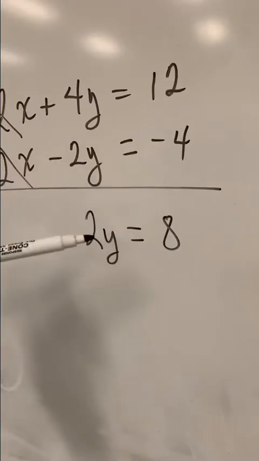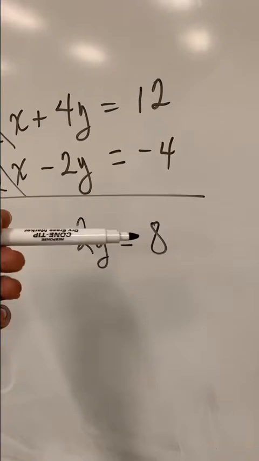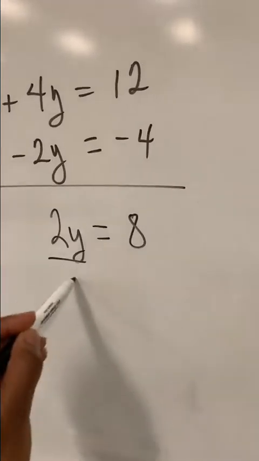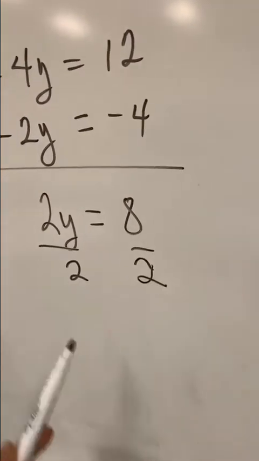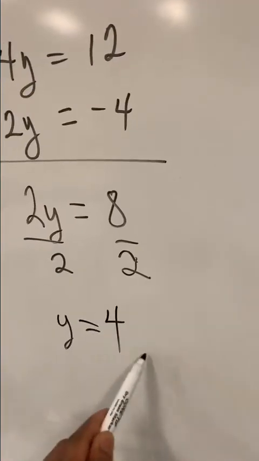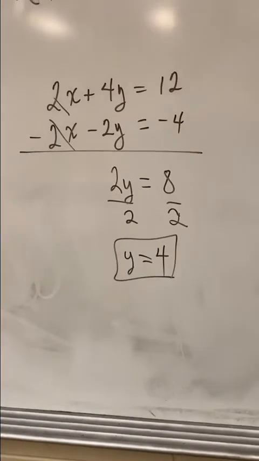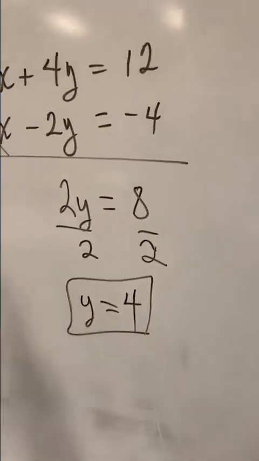4 minus 2 is 2, so that's why I have a 2y. 12 minus 4 is 8. That's why I have an equals 8. You can divide both of these by 2. Oh, goodness, I cannot write. And that means y is equal to 4. So we found our first coordinate. The y coordinate, not the whole coordinate, the y coordinate. We still got to go back and find x.